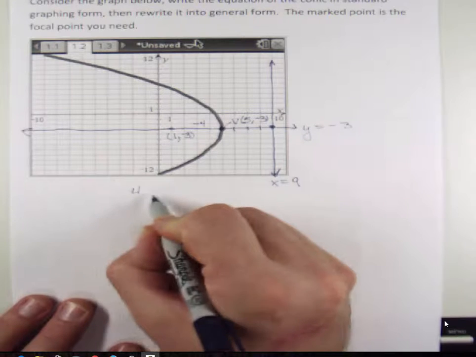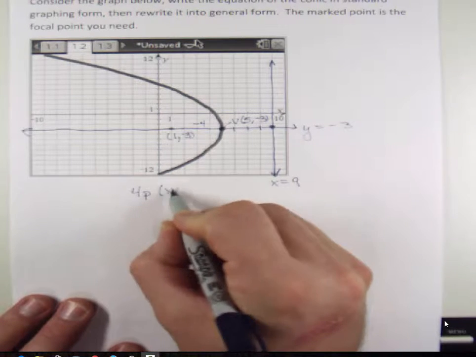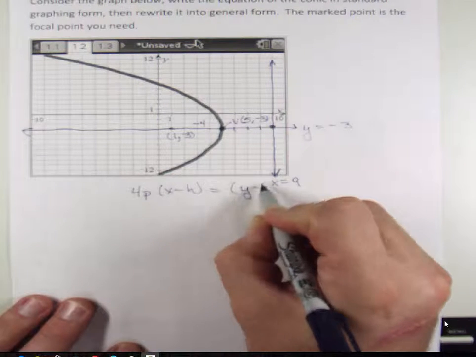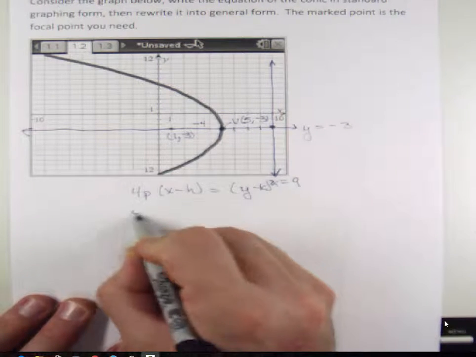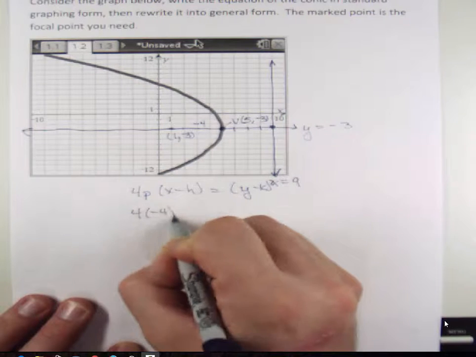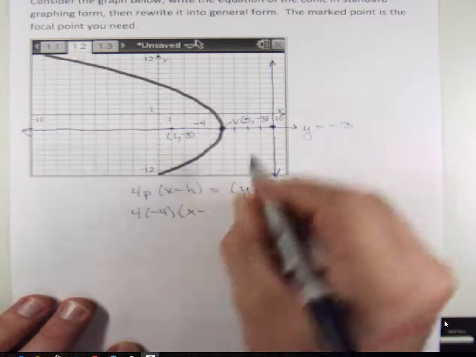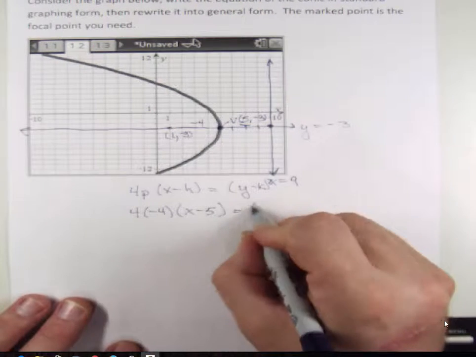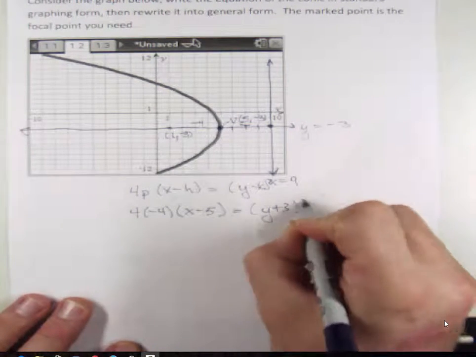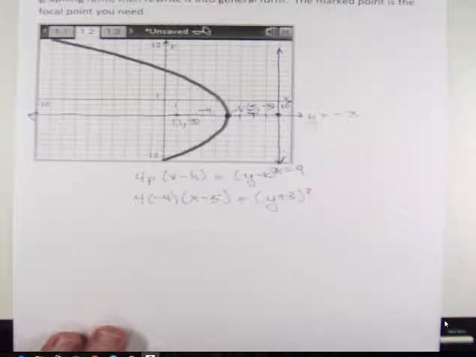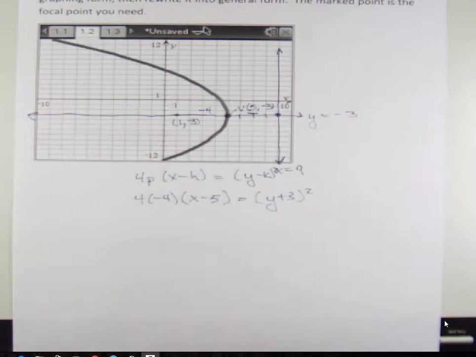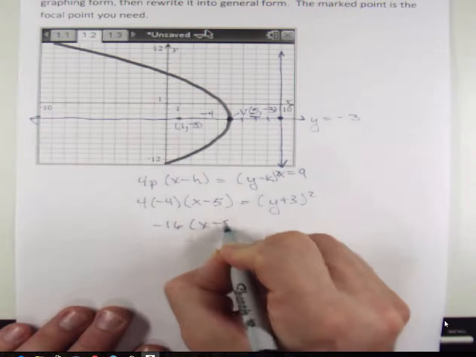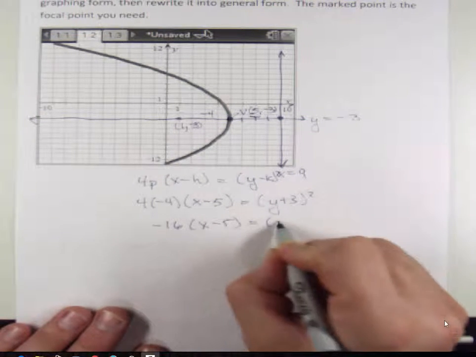Remember, it's going to be 4 times the focal distance, x minus h equals the quantity y minus k squared. 4 times -4, x minus, now 5 because you're going to the vertex, equals y plus 3 quantity squared. And I accepted that answer because that's the pattern. If you wanted to clean it up, I always write it like this. I know some textbooks solve everything, but there it is.